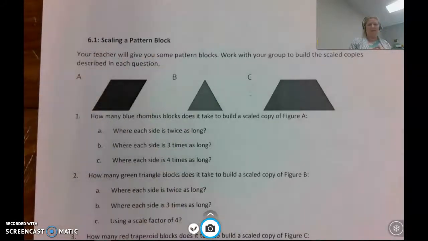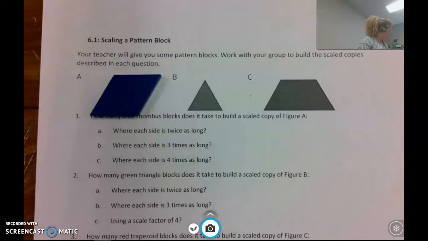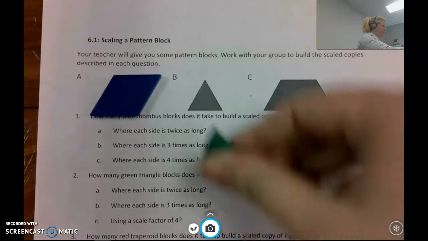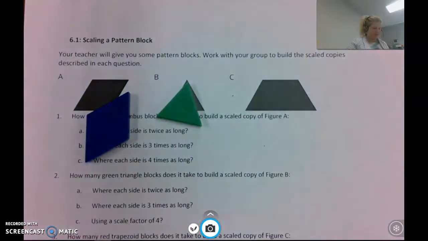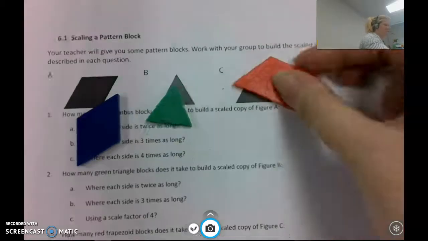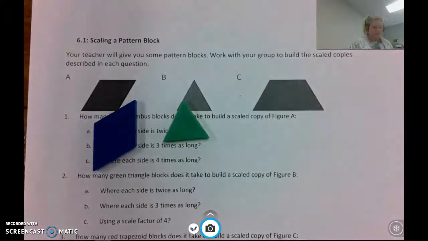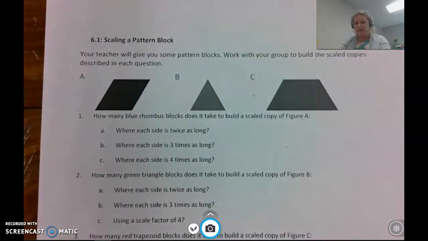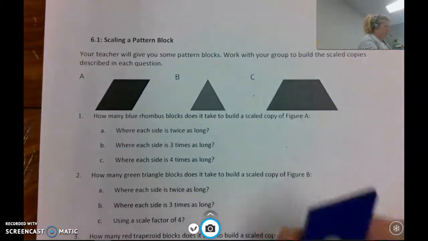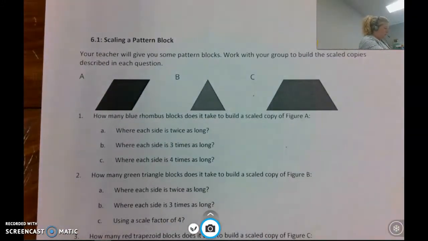Here we have scaling a pattern block. So this is our experiment, and we have three shapes we're going to work with. We have a rhombus, a triangle, and a trapezoid. So I actually have these in front of me, and I'll be using these to show you my outcome. I encourage you to stop along the way to work these out either with your virtual manipulatives or if you have some manipulatives at home, if you're working at home.